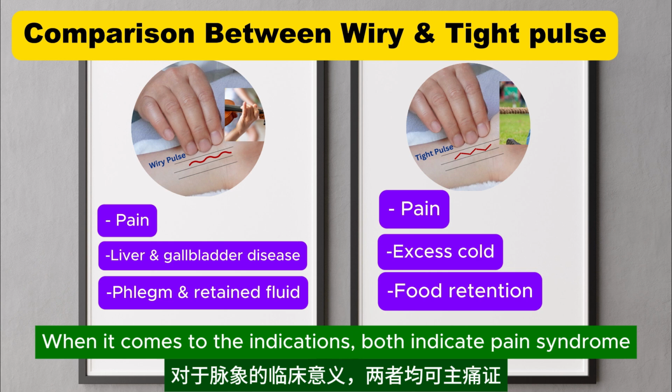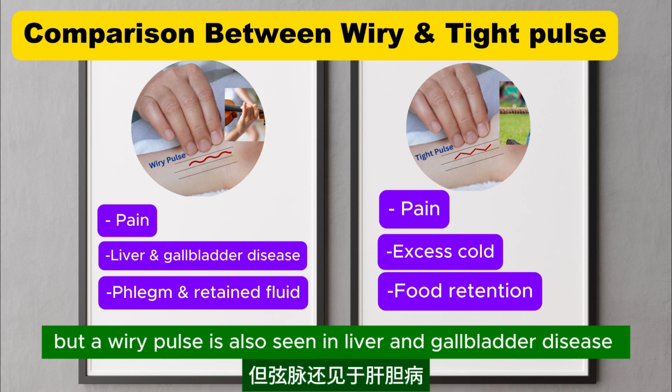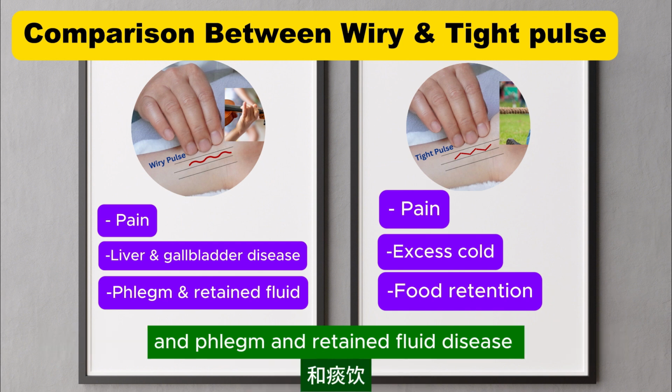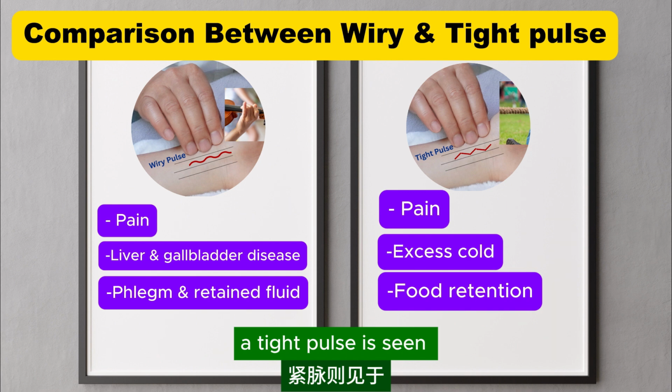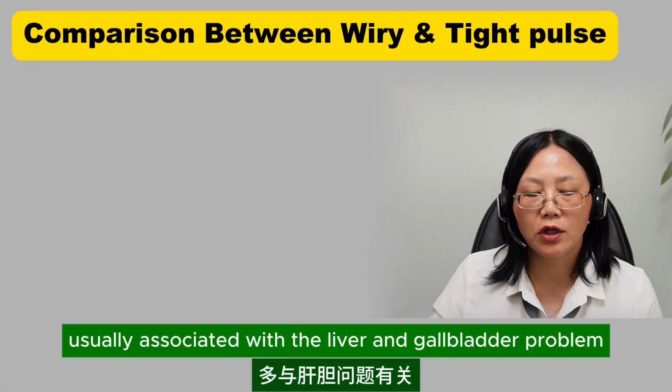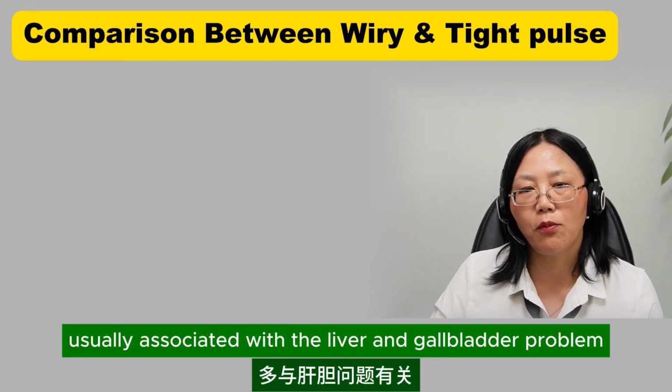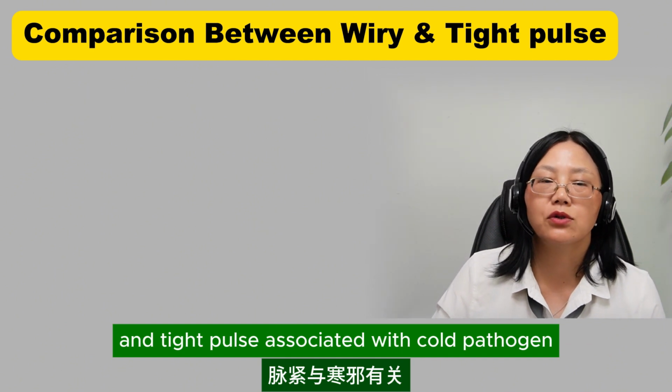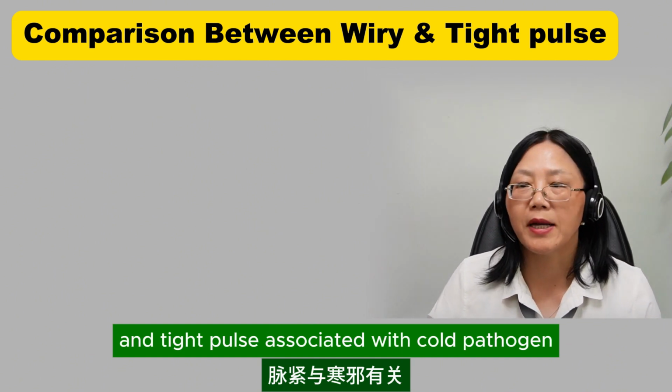When it comes to the indications, both indicate pain syndrome, but a wiry pulse is also seen in liver and gallbladder disease and phlegm and retained fluid disease. A tight pulse is seen in excess cold syndrome and food retention conditions. The wiry pulse is usually associated with liver and gallbladder problems, and the tight pulse is associated with cold pathogen.